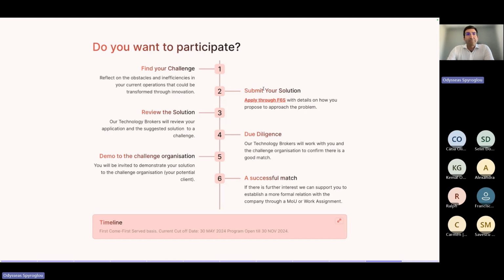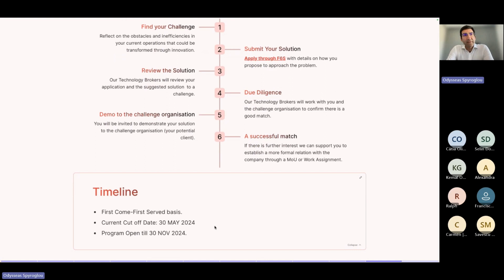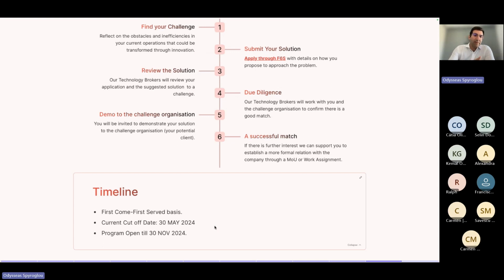The timeline is open, so we have a first-come, first-served basis. So don't wait to apply. Apply now if you feel that you can address a challenge. We have some cut-off days, so these cut-off days we review everything that we have, and we see if we can either add more challenges or disregard some solutions that are not applicable.